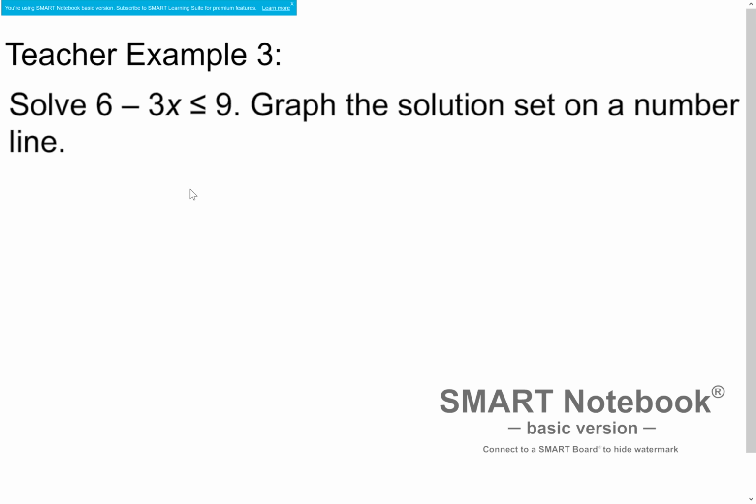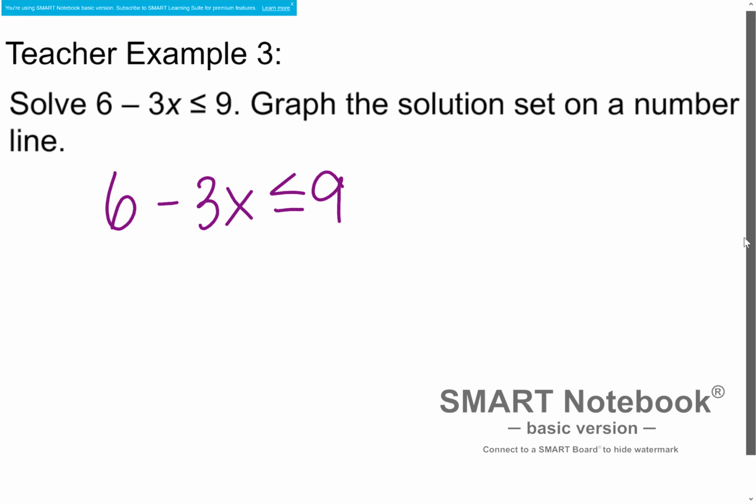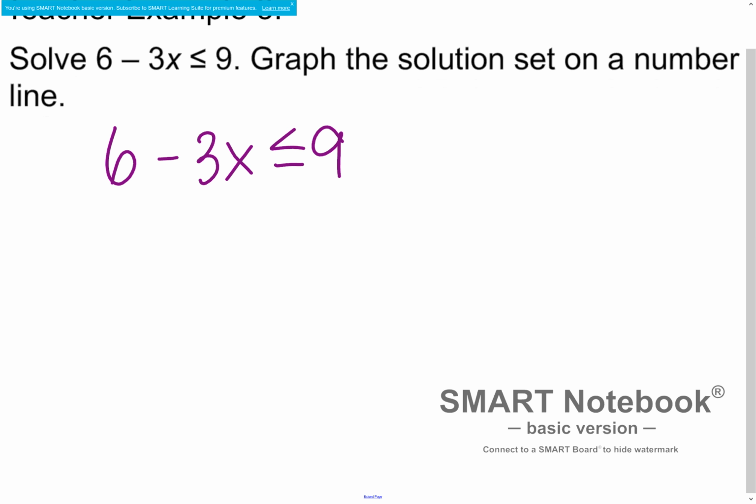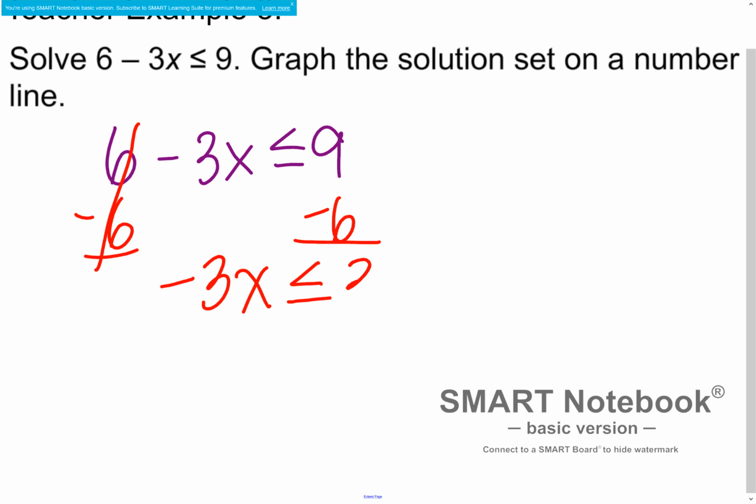Okay, so now we're going to do some examples where we're going to have a negative coefficient. So we're going to solve 6 minus 3x is less than or equal to 9. So our first step is to undo the addition or subtraction of the number. The number is 6. So how do we get rid of a 6? Well, we're going to subtract 6 on both sides of the inequality. So 6 minus 6 makes 0. So on the left, I'm left with a negative 3x less than or equal to 3.